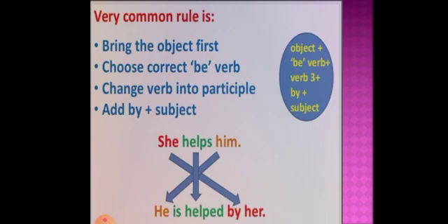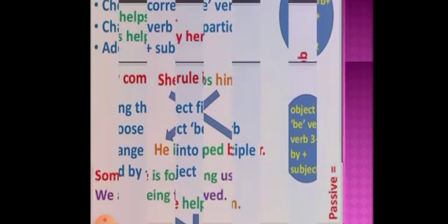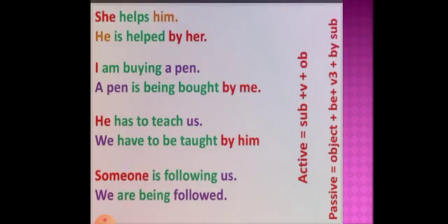A very common rule is to bring the object first. Choose the correct be verb. Change the verb into a participle. Add by plus subject. For example, she helps him. He is helped by her. The formula is object plus be verb plus verb 3 plus by plus subject. She helped him. He was helped by her.